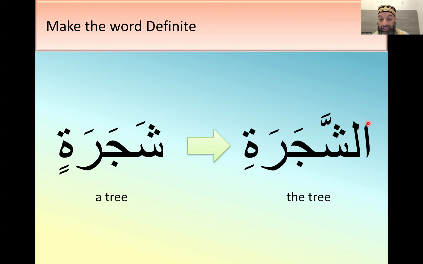Ash-shajarati. This alif lam means "the", and the double ending has become single. Ash-shajarati. Okay? The tree. This means the tree. It's the main thing you need to know for this lesson. I said it's an easy lesson. We ramp up next week, cover a bit more than the week after we cover more. But inshallah, it should all be digestible, inshallah.